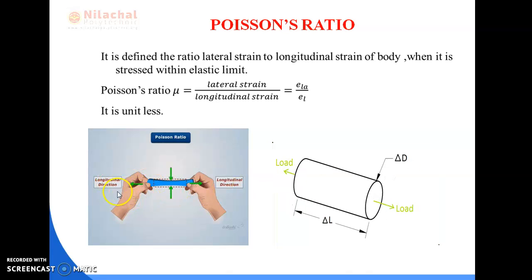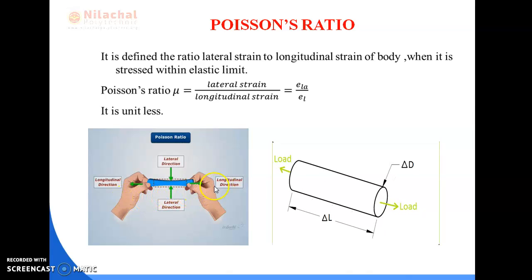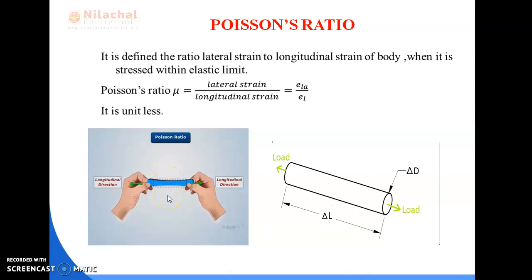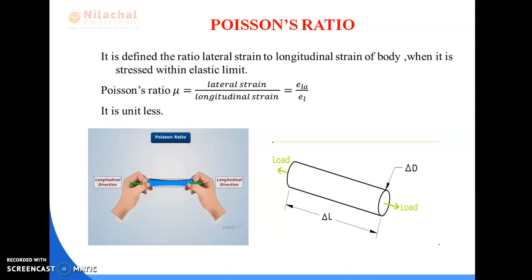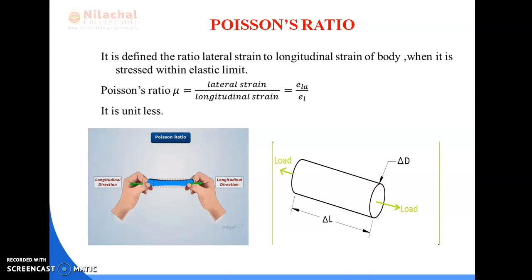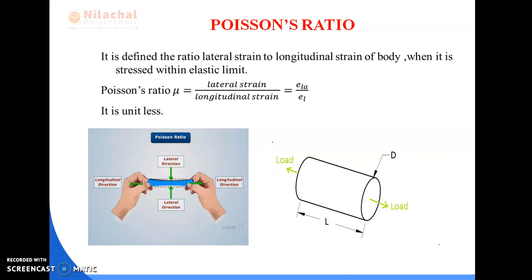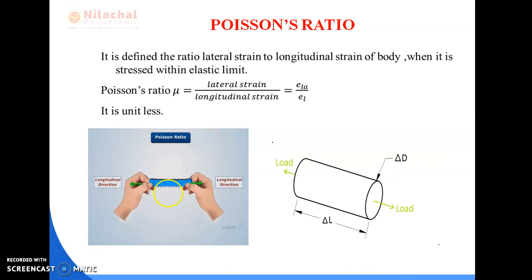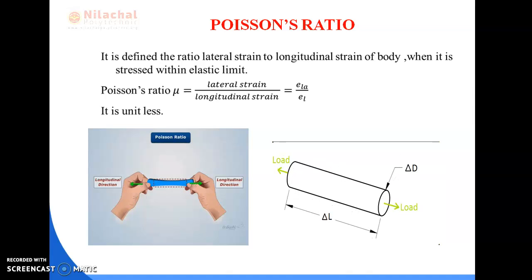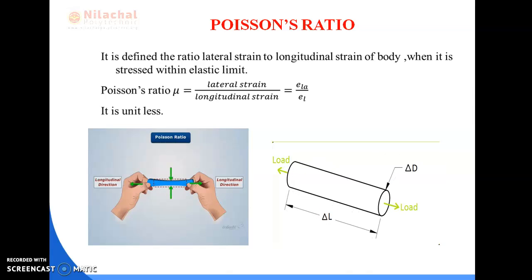Now another example, we are going to increase the length. During this time the width decreases, that is your lateral strain. So now if you find the ratio of lateral strain to longitudinal strain, that will give us a proportionality limit, and that is known as your Poisson's ratio. In the next video class we will explain what is the use of Poisson's ratio. So simply, Poisson's ratio means lateral strain by longitudinal strain.